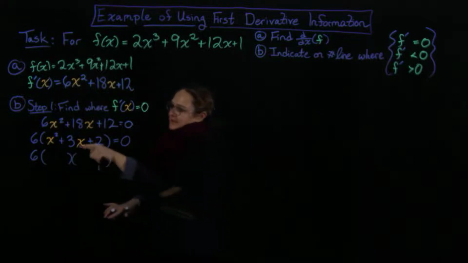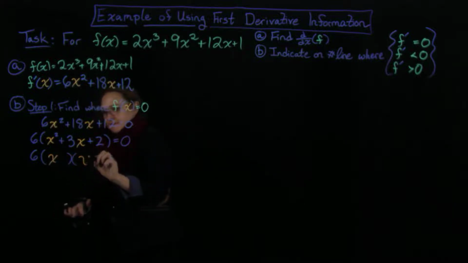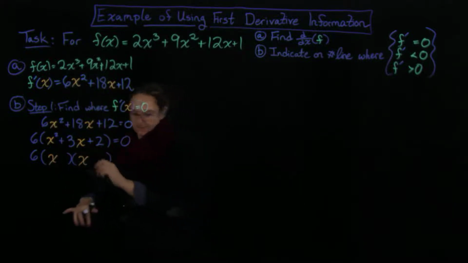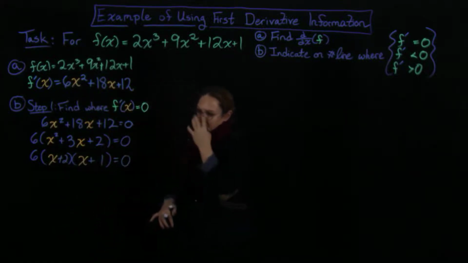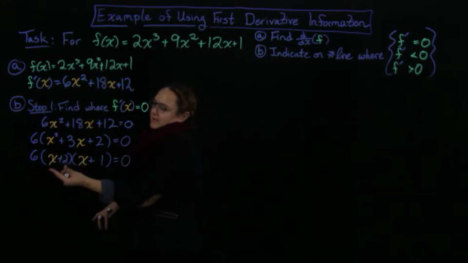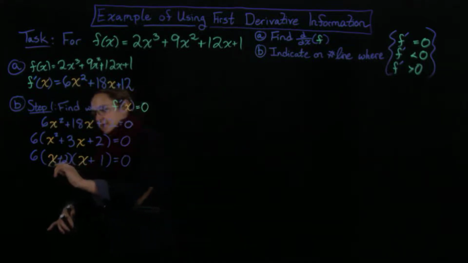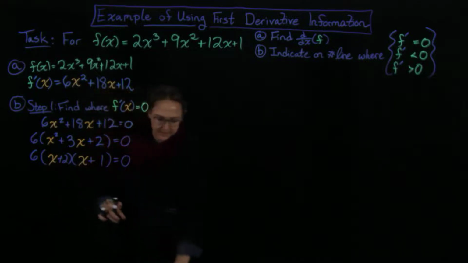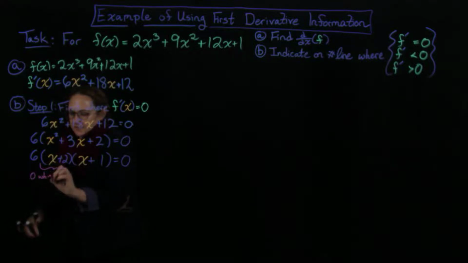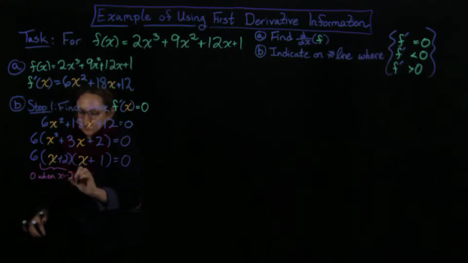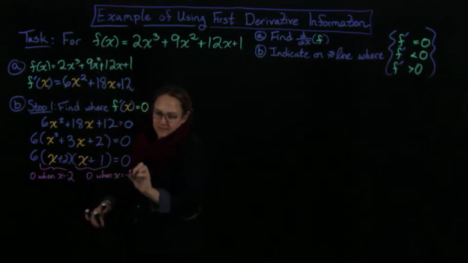Again, I need two numbers that multiply to this and add to that. They're going to be 2 and 1, so I've got my plus 2 and my plus 1. This still has to equal 0. Now this can't equal 0, but each of these factors can. So this one here is 0 when x equals -2, and this one here is 0 when x equals -1.